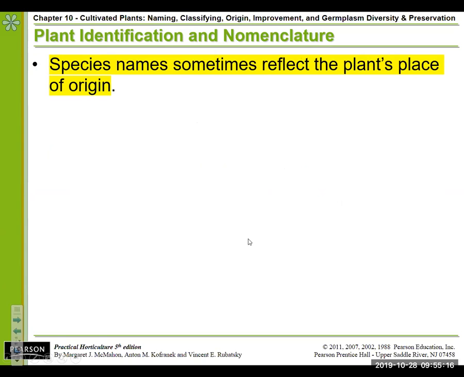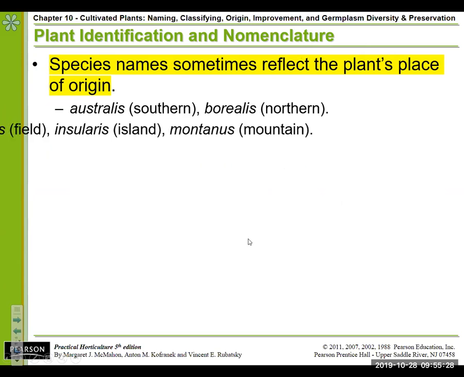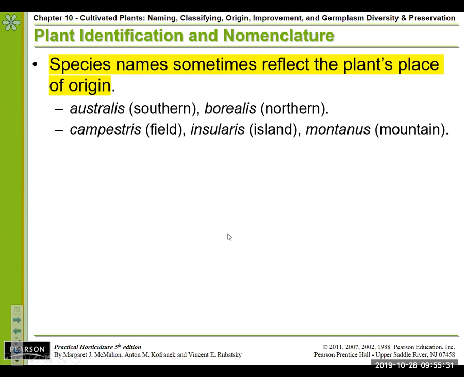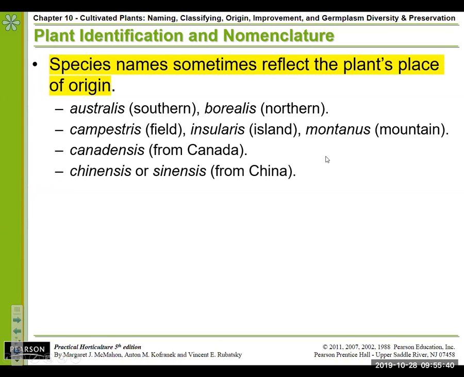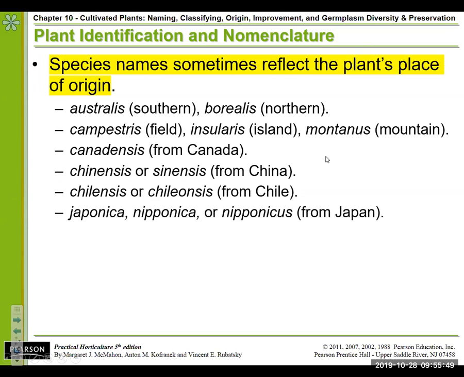Also, we look at some species names as defining the plant's place of origin or a person that originally found it. So australis being southern, borealis being northern. Campestris, insularis, and montanus as being either of the field, of an island, or on a mountain. Canadensis being from Canada. Virginicus being from Virginia. Chinensis being from parts of Asia, usually from China. And so on and so forth.